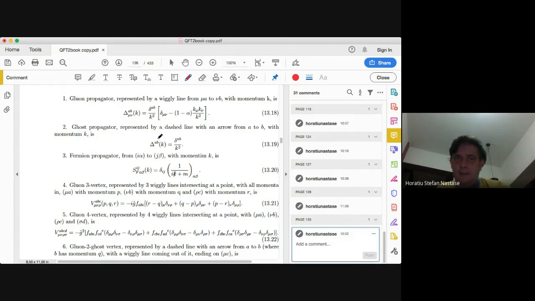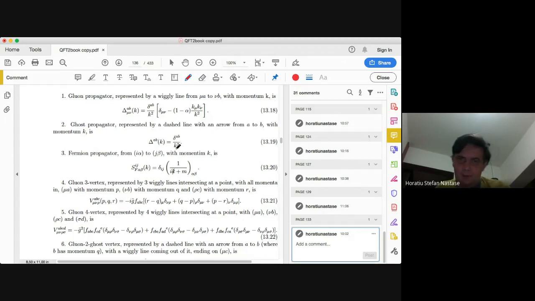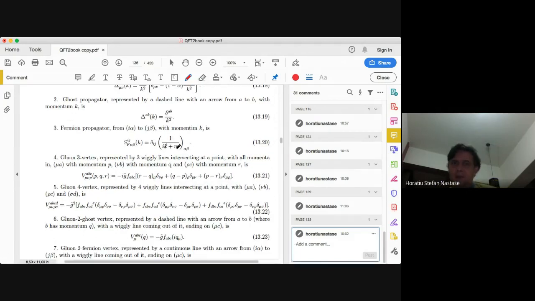This is delta AB, just again the scalar propagator, delta AB over k squared. There's the usual fermion propagator, but now since I have psi alpha in a representation, with index i in some representation of the group, there's also this delta ij. So it's delta ij divided by ik slash plus m, with indices alpha beta.